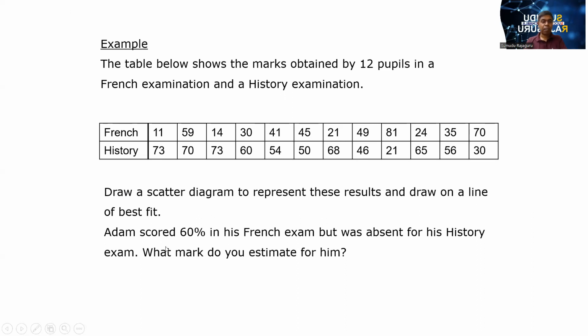As an example, if a person, Adam, scored 60% in French, but he did not participate in history, then we can predict. Adam got 60% for French, so we draw the projection line to the best fit line. Then, whatever the intersect point is, we project it onto the history axis, and we can take the prediction also.